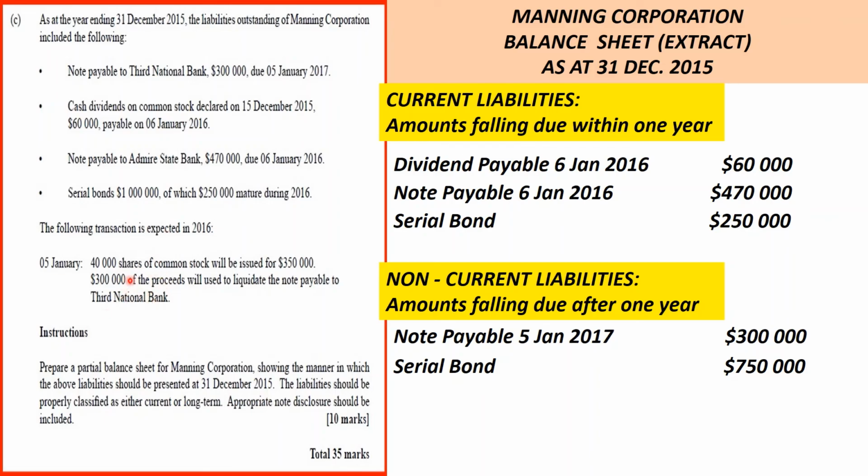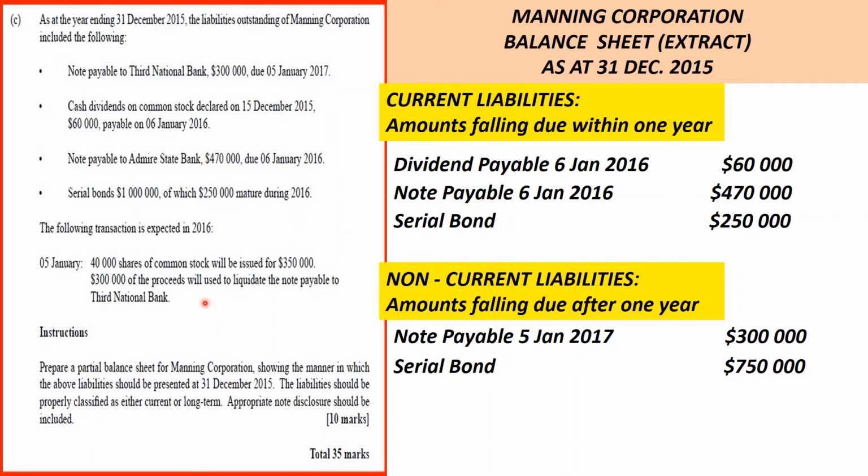So we have another item here on the 5th of January. This is a post balance sheet event occurring after the balance sheet date. 40,000 shares of common stock will be issued for 350,000. 300,000 of the proceeds will be used to liquidate the note payable to the National Bank, right? So the item that this affects is this here, this 470. It's giving us additional information after the balance sheet date about how they're going to liquidate this.